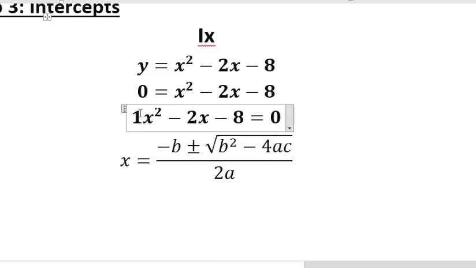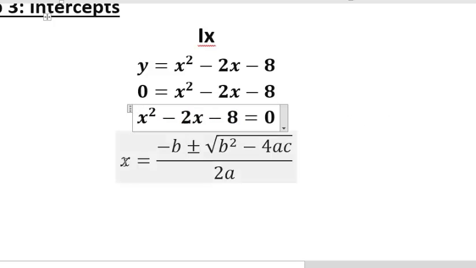So the first coefficient, which is 1, that's going to be a. The second coefficient, which is negative 2, that's going to be b. And the third one, which is not a coefficient, is an independent term, it's only a number, we're going to call it c. Negative 8 is going to be c. Okay, so those are the ones I'm going to use.